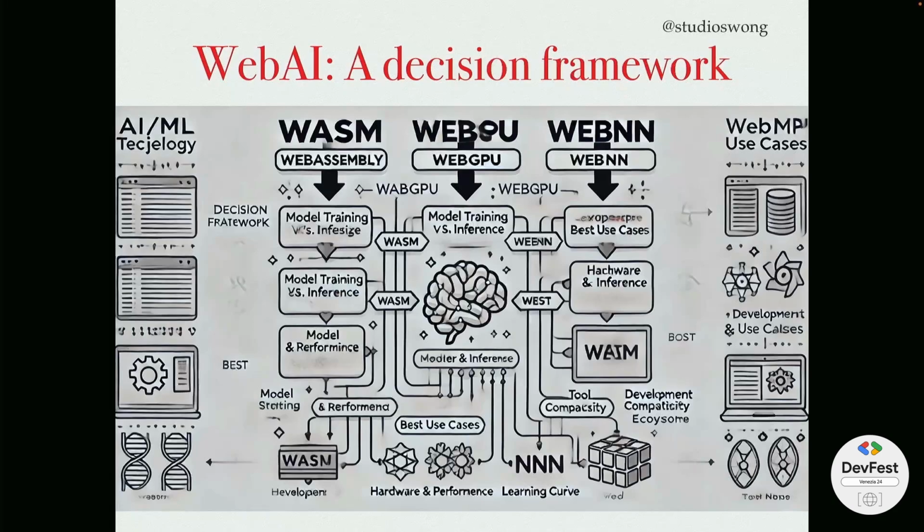So this is just a very high-level overview, but in the next section: how does everything come together, and what is the decision framework that you should use as a developer when you're deciding between all these three technologies? So this is what this section is.